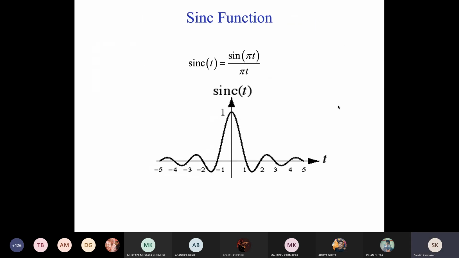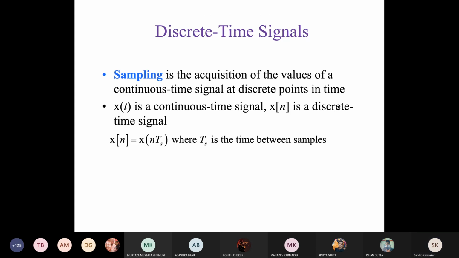Sinc function, this is important. Sinc t is equal to sine pi t by pi t. So the look of the function is like this. It is like a sinusoidal damping function, you can say, but it is actually damping in both directions, in the negative direction and in the positive direction.